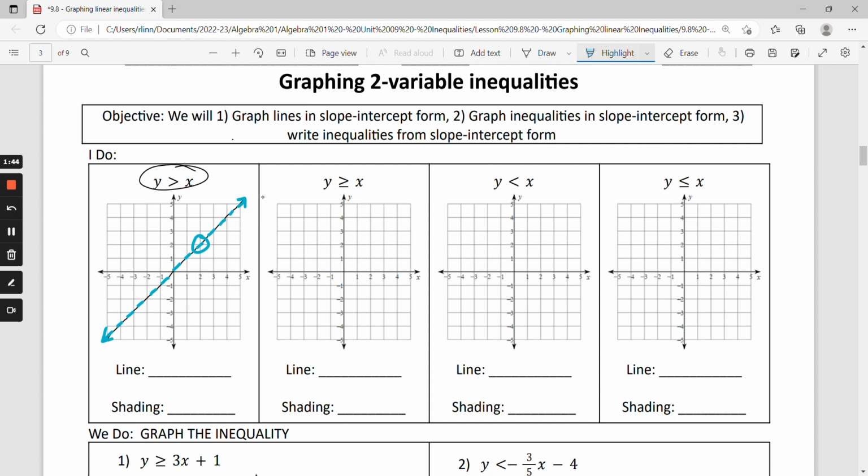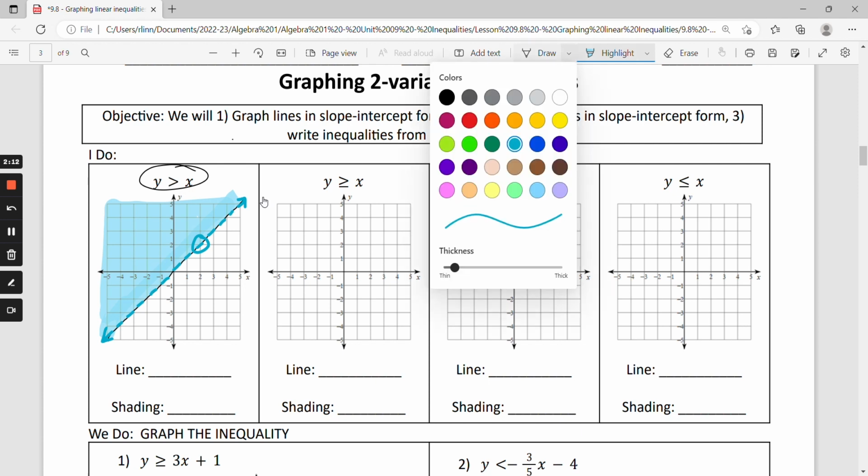Now, we need to look and see which points are part of the solution. So if the line is not, we're going to say, all right, this is greater than. So we're going to highlight everything above that line. We're going to highlight all of that to indicate that everything above the line is part of our solution. And we can go ahead and test that as well. We can go ahead and pull some points out.